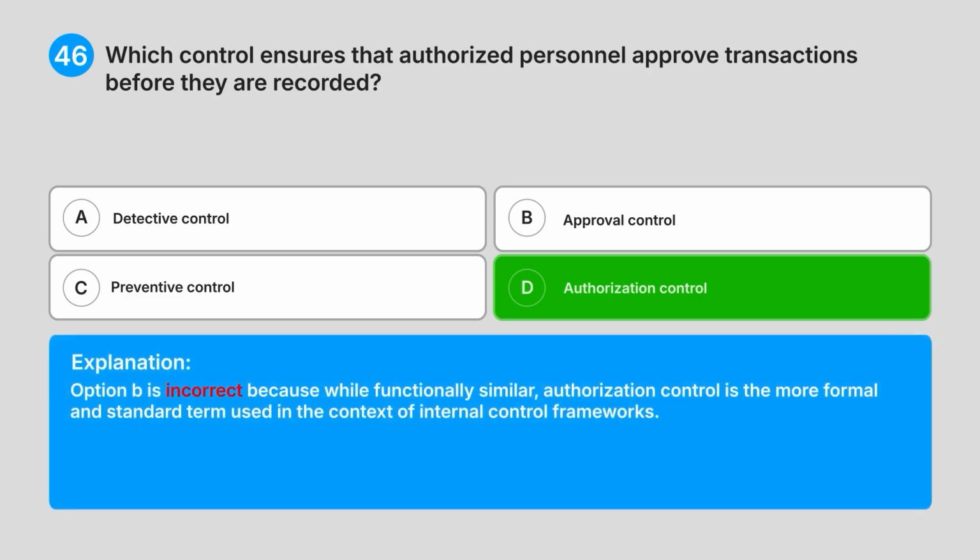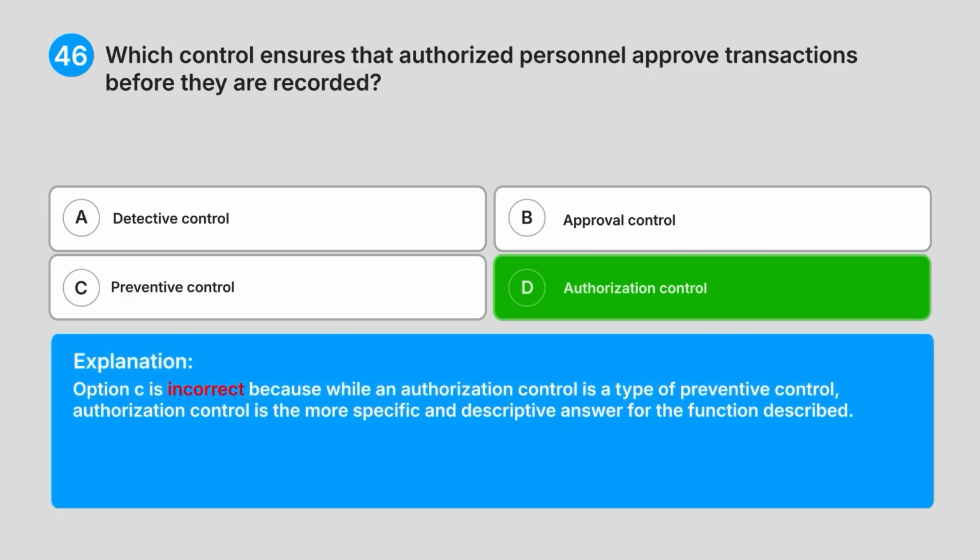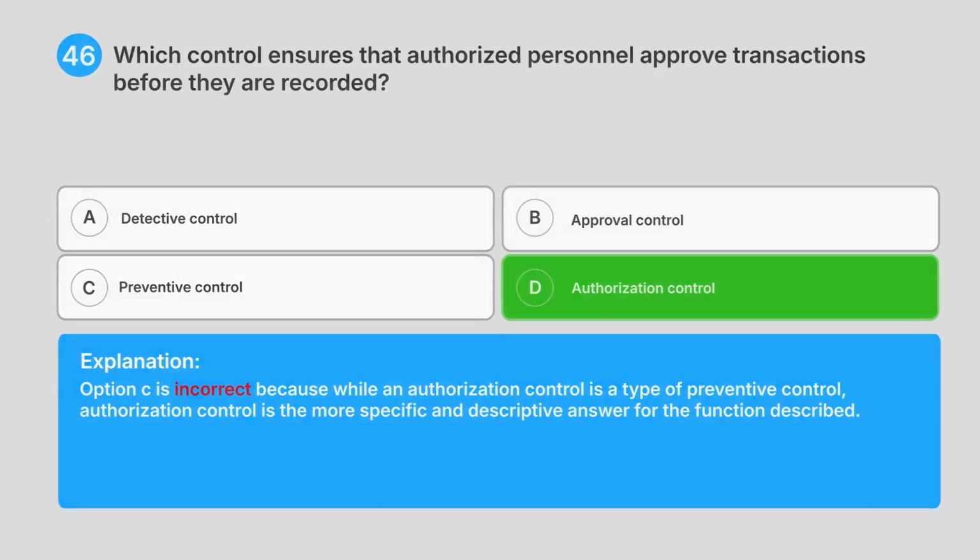Option B is incorrect because while functionally similar, authorization control is the more formal and standard term used in the context of internal control frameworks. Option C is incorrect because while an authorization control is a type of preventive control, authorization control is the more specific and descriptive answer for the function described.